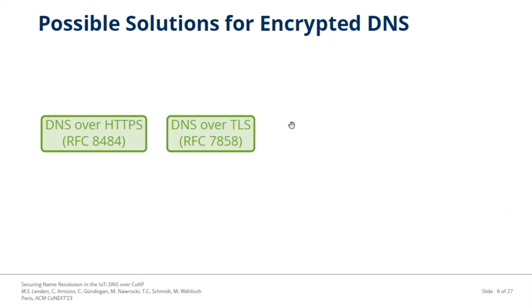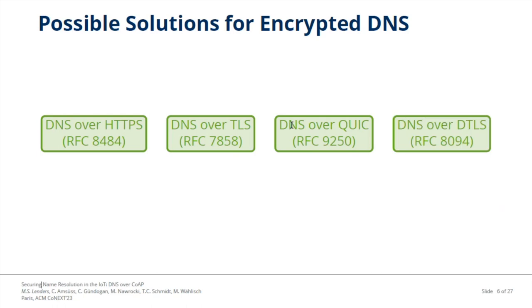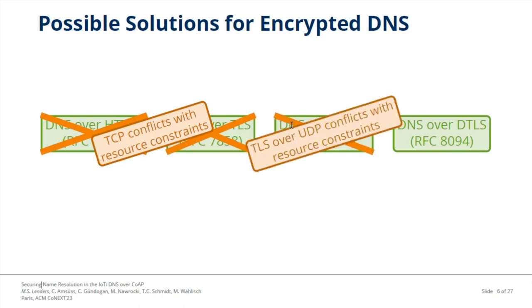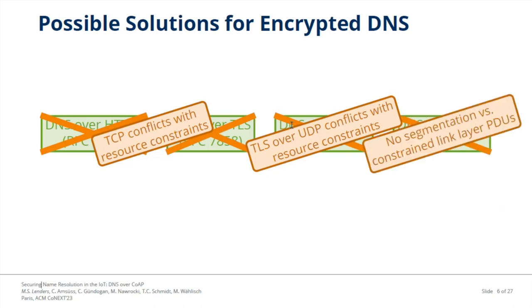So what possible solutions are there to encrypt DNS? There are, of course, DNS over HTTPS and DNS over TLS. Recently, DNS over QUIC was added. And there is also DNS over DTLS, which is a datagram-based version of DNS over TLS. And the problem with those is that DNS over HTTPS and TLS are both based on TCP, which conflicts with our resource constraints. DNS over QUIC also uses TLS, which also conflicts with our resource constraints. And DNS over DTLS has no segmentation scheme, so it conflicts with our constrained link layer PDUs.